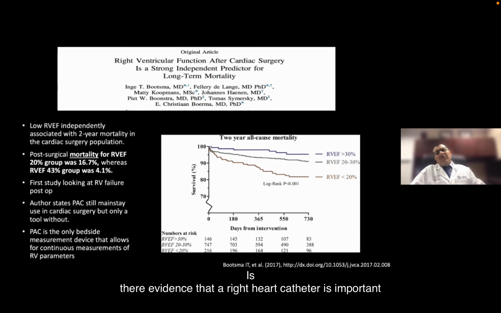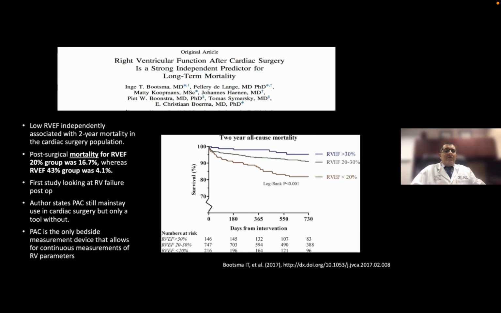Is there evidence that a right heart catheter is important? Well, there's building evidence, and this was a study that I liked in 2017 that took post-cardiac surgical patients. And there was a strong prediction in right heart failure that was unbeknownst to most of the researchers in the study until they started looking at low RVEF, which is right ventricular ejection fraction, which had a higher two-year mortality. And that was low RVEF coming out of the OR immediately post-op.